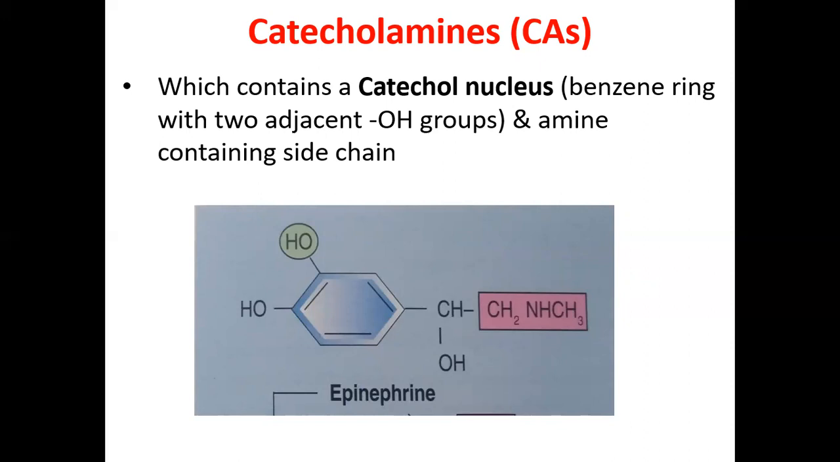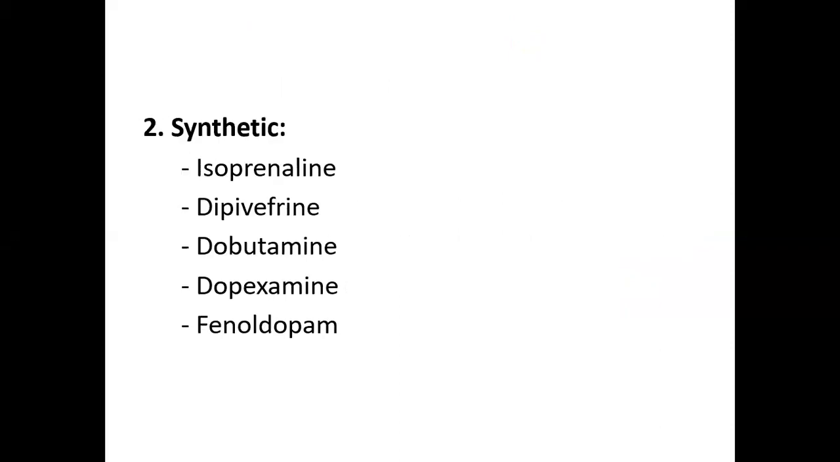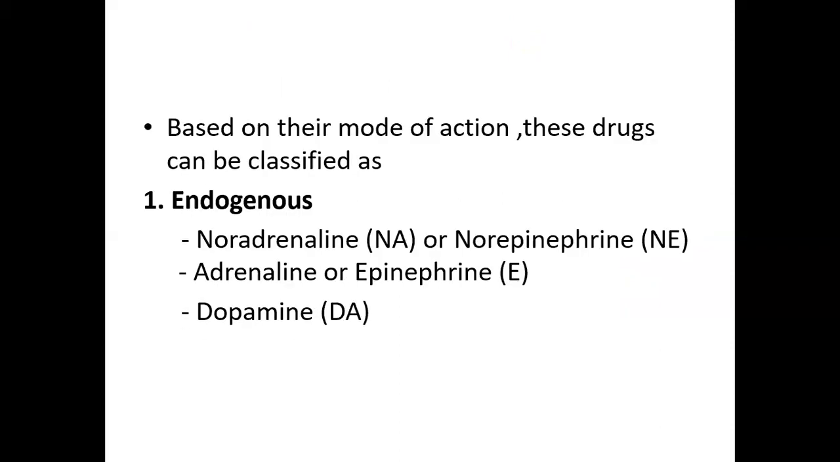So based on their source, these drugs are classified as endogenous and synthetic. The endogenous drugs include noradrenaline or norepinephrine. In some parts it is called noradrenaline, whereas in some parts it is called norepinephrine, but both are one and the same. You can call it either way.